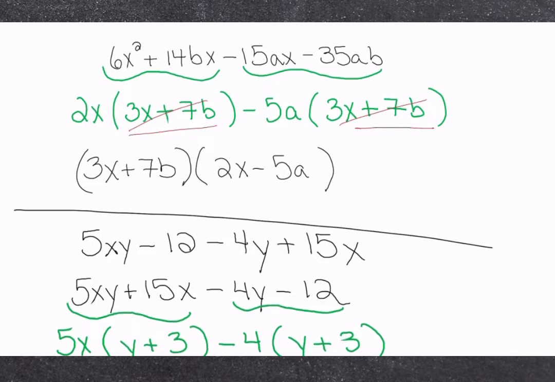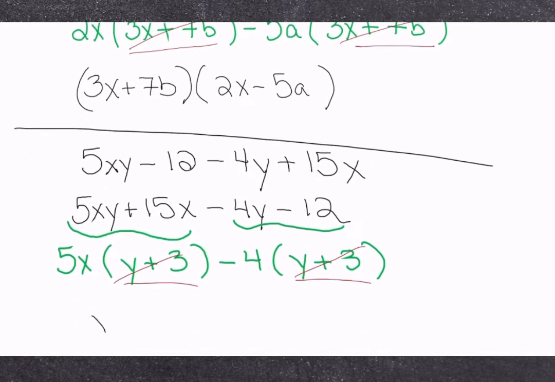And then look at the parentheses. The parentheses look the same. And so you bring them together and you're going to get y plus 3. And what's not crossed out is 5x minus 4.